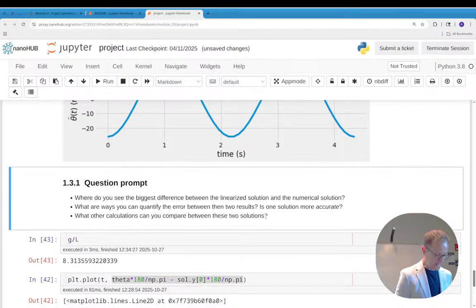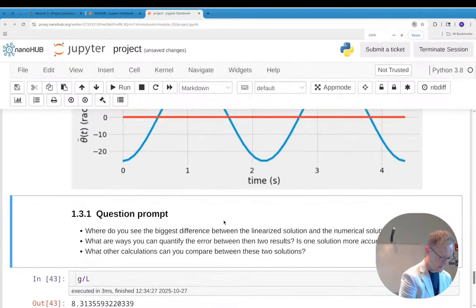All right, I'm going to stop talking and check in with people, because the next step is, what other calculations could we look at? So one suggestion came up of energy, looking at the energy in this system. But I want to know what else you think about for comparing linear and nonlinear solutions.